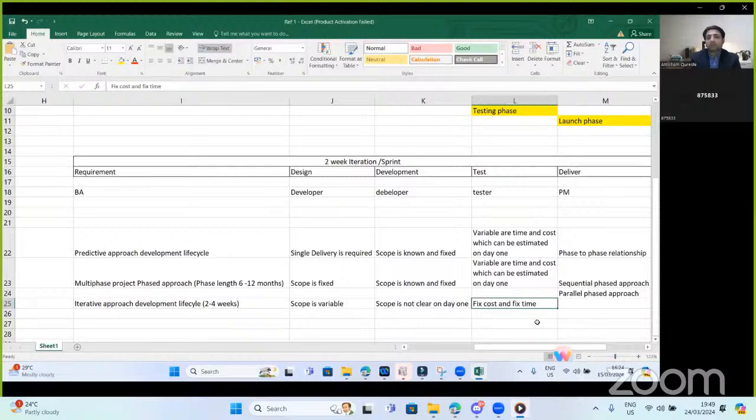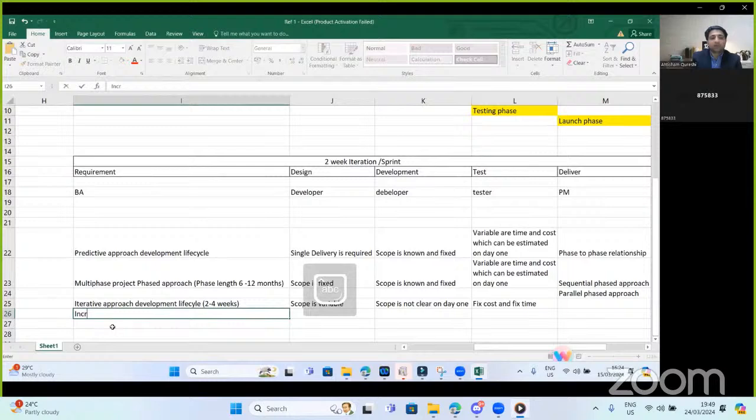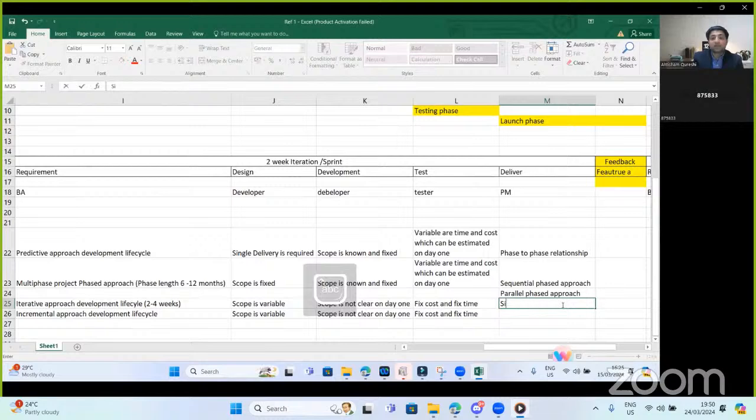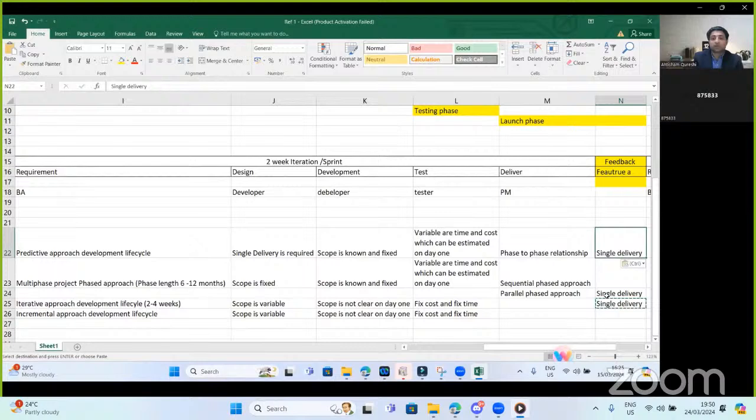Okay. And then we have the incremental approach. The incremental approach towards the life cycle is feature driven, where it's also the same situation, that scope is variable, similar to the above, but what we deliver in iteration one is perfectly usable. Unlike this one, which is single delivery. Phased approach is also single delivery, and predictive is also single delivery, because we deliver to the client once only.